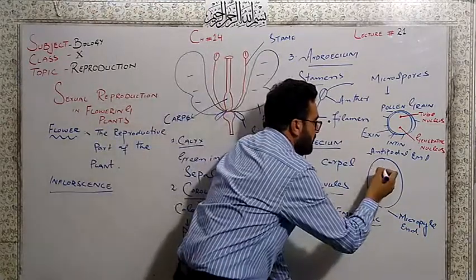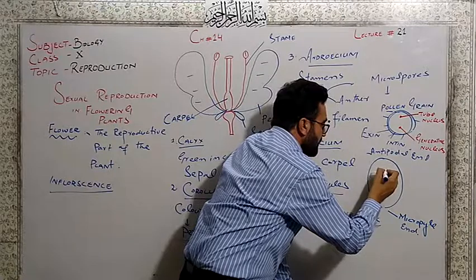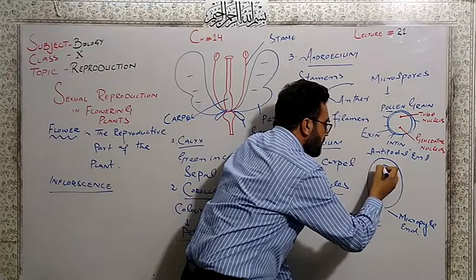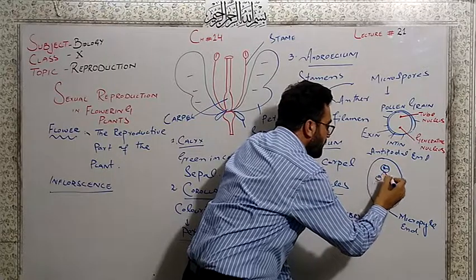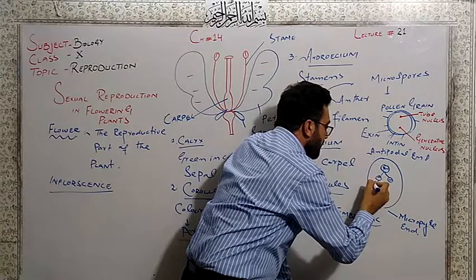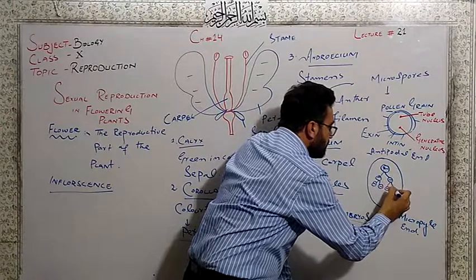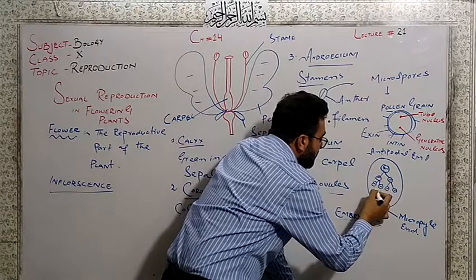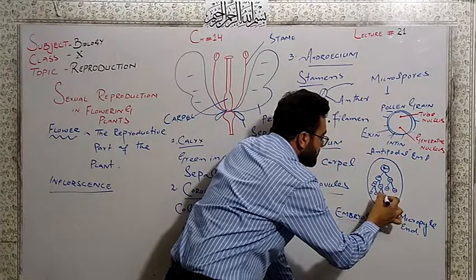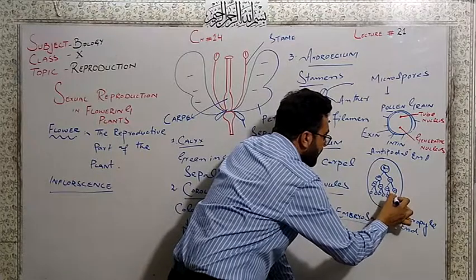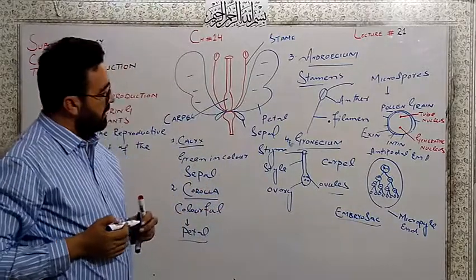There is a megaspore mother cell, which is usually diploid. It divides first into two haploid cells, and then by the second meiotic division into four haploid cells. These four haploid cells then further divide mitotically and form 8 cells. So the total number of nuclei we have here is 8.